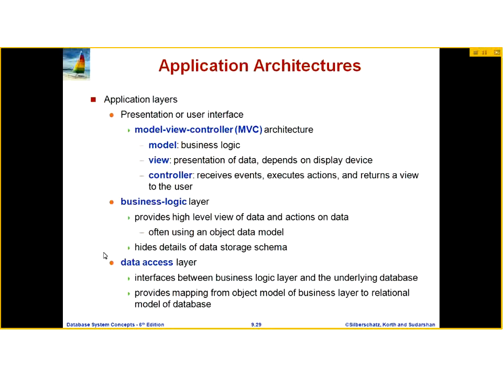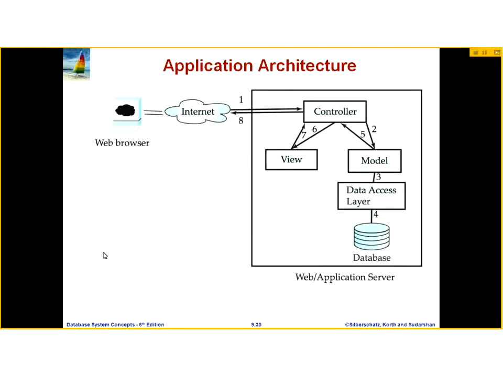The business logic layer provides a high-level view of data and actions on data, often using the object data model, and hides details of the data storage schema. The data access layer is the interface between the business logic layer and the database. So this is the architecture. The web browser communicates through the internet to the controller. The controller communicates with the clients, which access the data through the data access layer, and then it is prepared for view and sent to the web browser as per the requirement. Even if you are using a mobile application instead of a web browser, it will be represented accordingly.